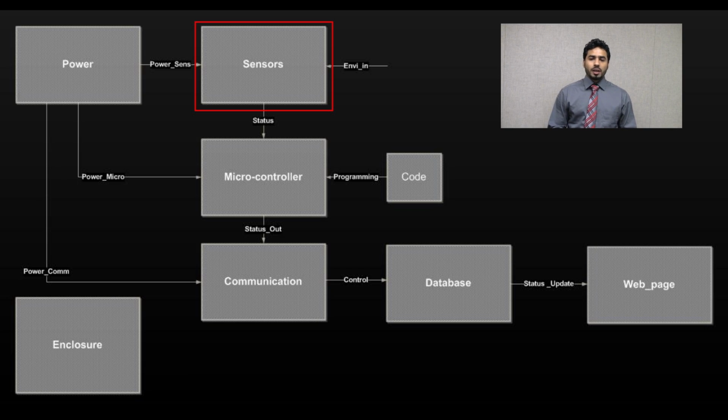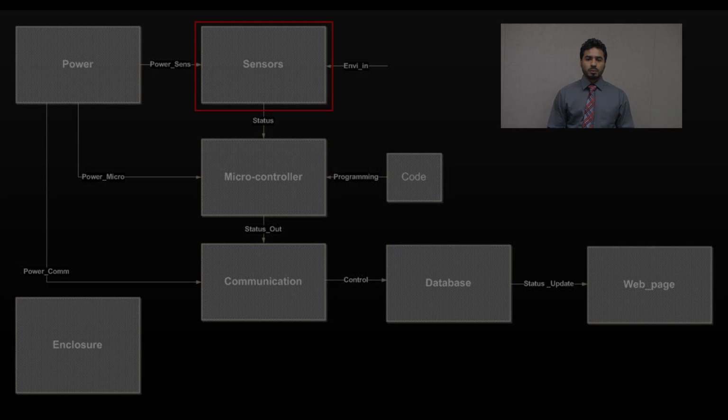One of the inputs being the power sense, which we already talked about, and the other one is environment N, which is the IR radiation. The only output is the status. It is an active high or active low signal going to the microcontroller.